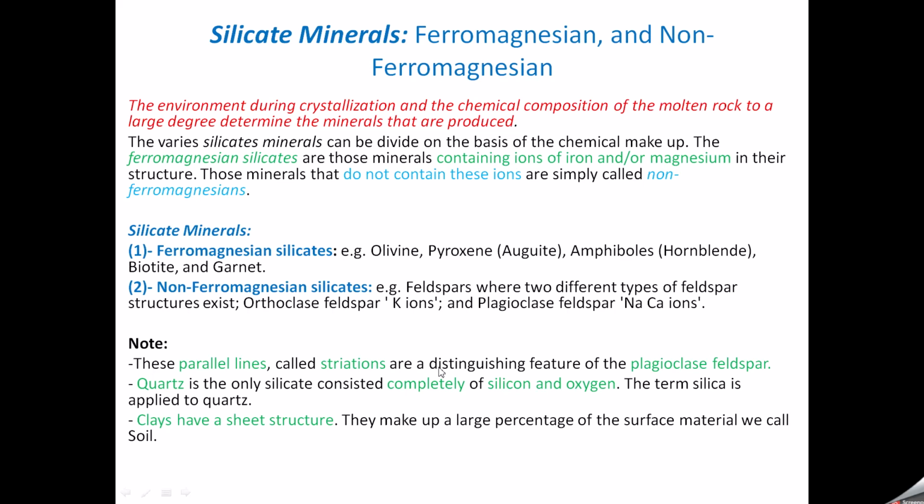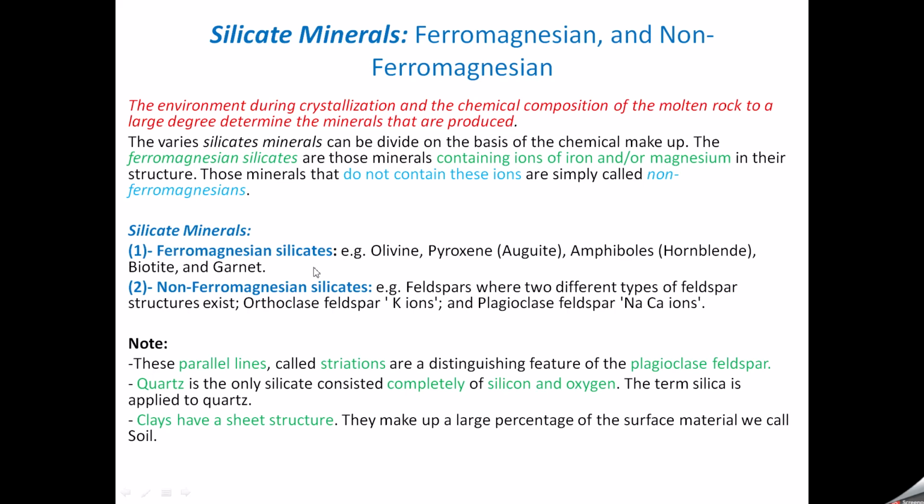Here there are some notes. Parallel lines called striations are a distinguishing feature of the plagioclase feldspar. Quartz is the only silicate consisting completely of silicon and oxygen. The term silica is applied to quartz. Clays have a sheet structure. They make up a large percentage of the surface material we call soil. Just some other information to add.